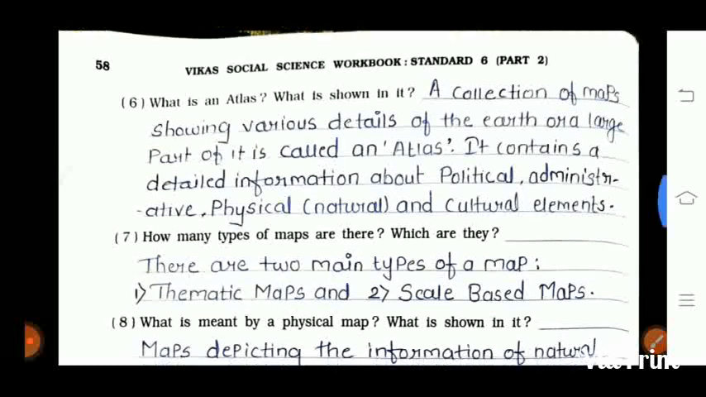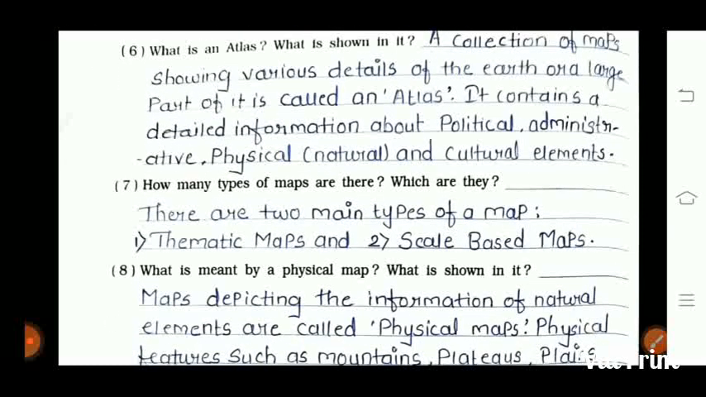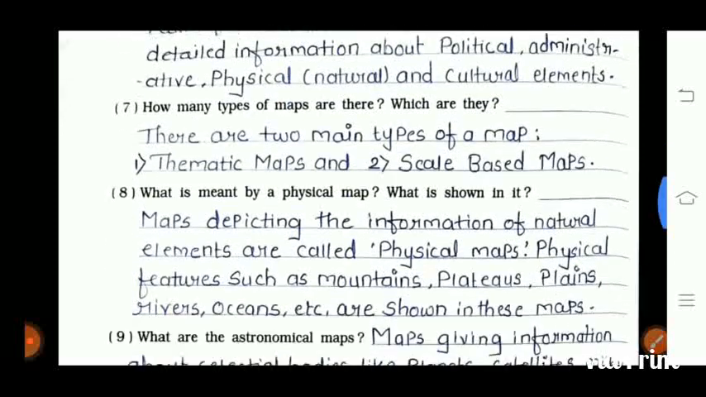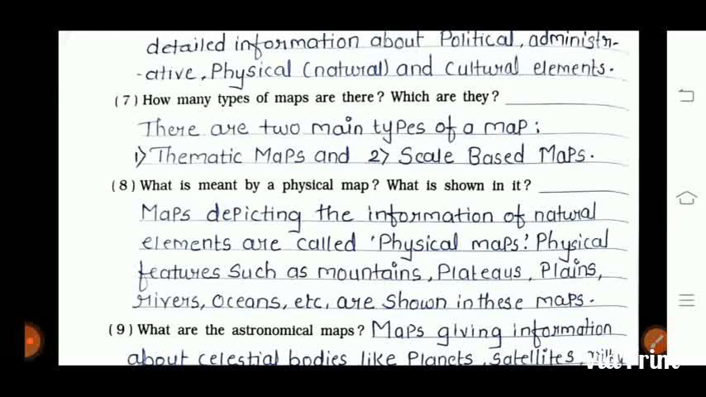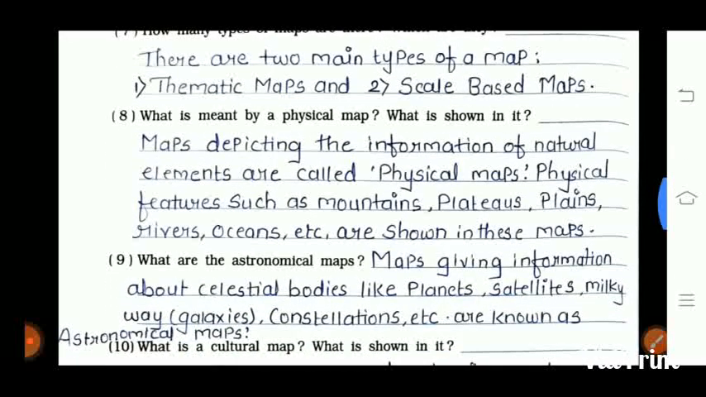It contains detailed information about political, administrative, physical, natural and cultural elements. 7th question is how many types of maps are there? Which are they? There are two main types of maps, that is thematic maps and scale based maps. 8th one is what is meant by physical map? What is shown in it?